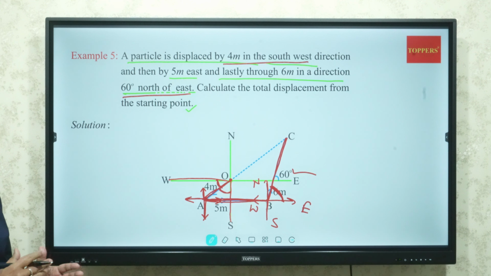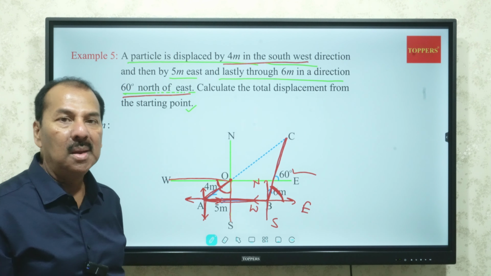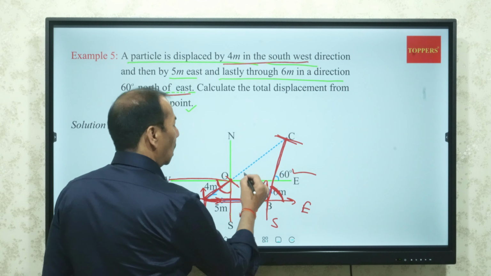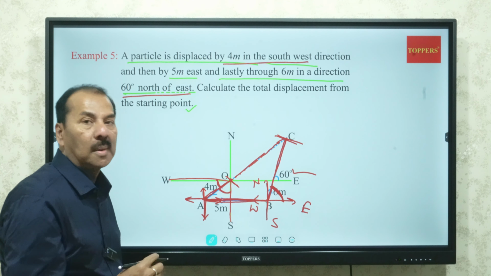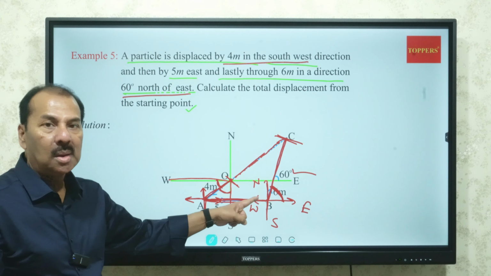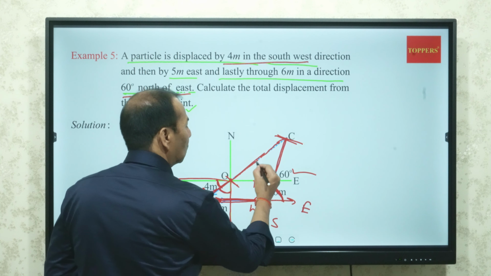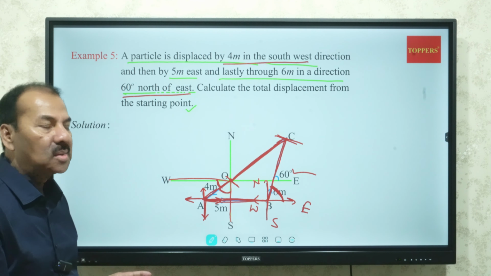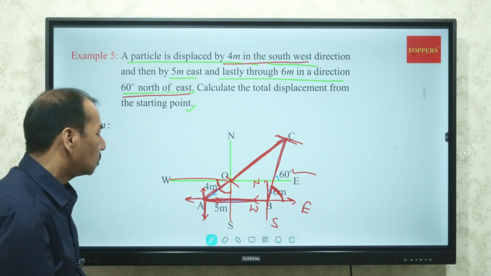Finally, we have to find the displacement of the particle. Displacement means what? The shortest distance between the initial and the final point. This is the initial point and this is the final point. This shortest distance we have to calculate. Because instead of taking so many turns, the particle could have directly reached point C from O following this path. This would have been the shortest distance, and the shortest distance we call the displacement. So we have to calculate this one.